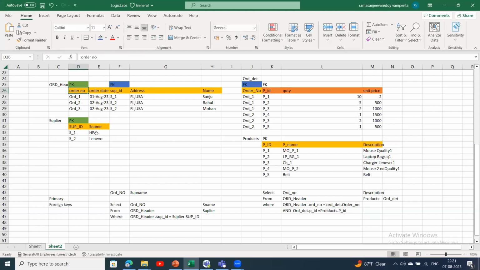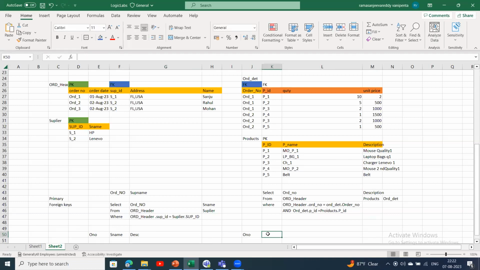I'll give you a homework. I need order number, supplier name and description. Okay, I need these three. First homework, I need order number, supplier name, description. I need these three. This is homework one.